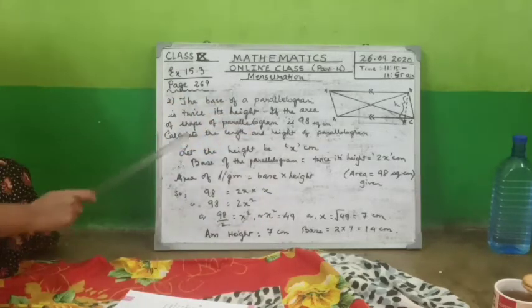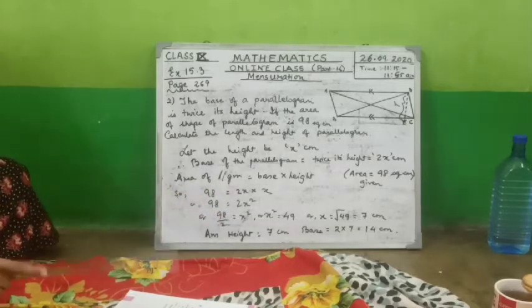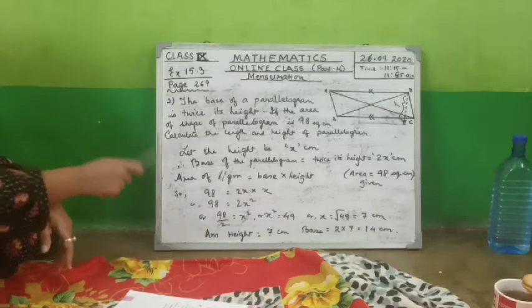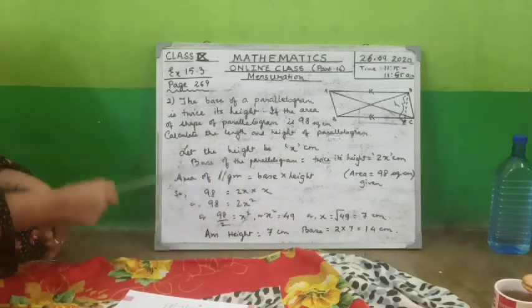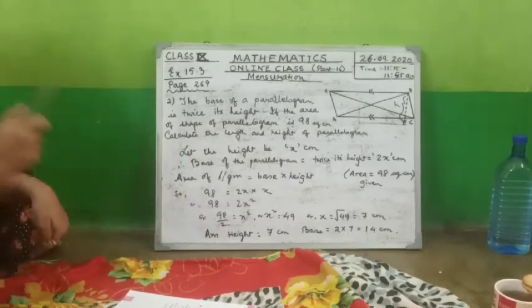The height is equal to 7 centimeter. The length of the base is 14 centimeter and the height of the parallelogram is 7 centimeter. Thank you, children. Coming with the next sum.